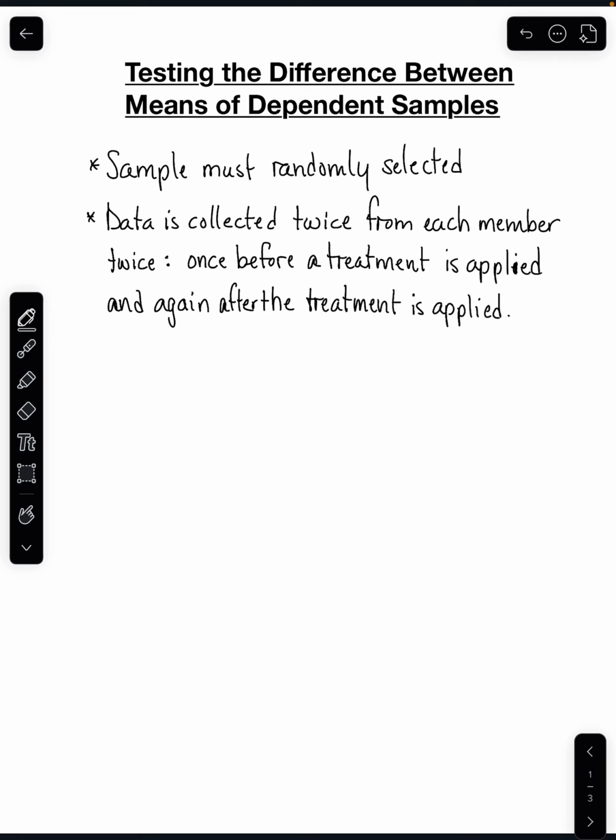The idea here is that for each data pair, we're going to take the difference between the data value before treatment and the data value after treatment. Now, this may produce a positive difference if the value has gone down, if the value of the sample data has decreased. It may produce a negative difference if the data value has increased.